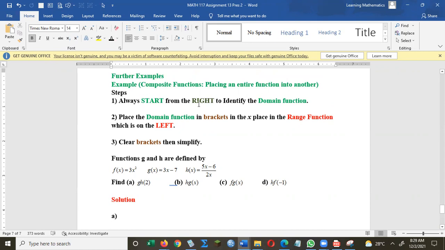So here are the steps. You start from the right. You identify the domain function. Always start from the right when you hear composite functions. When you get good at it, you can go left and so forth. But for now, please dominate, starting from the right.